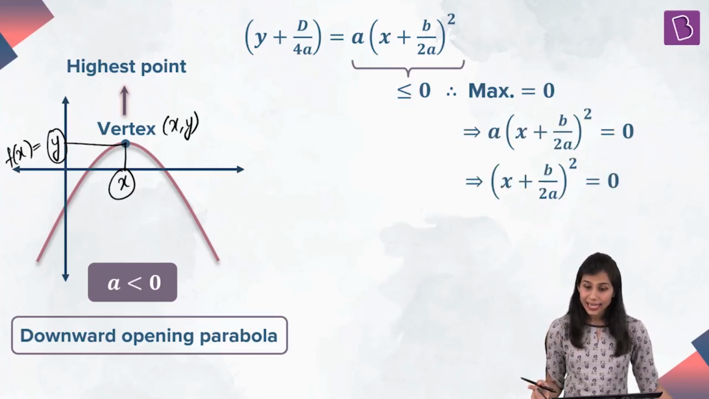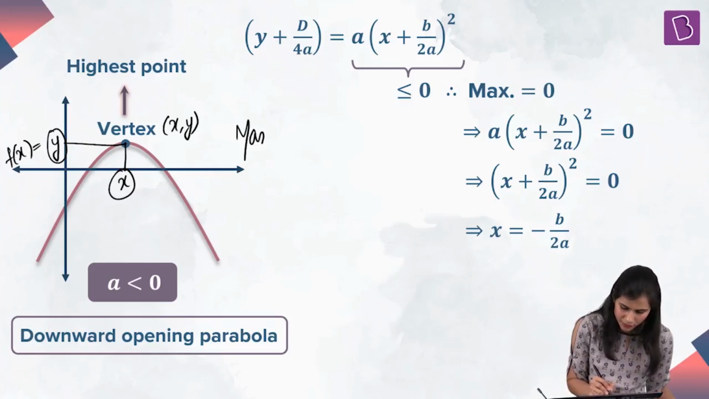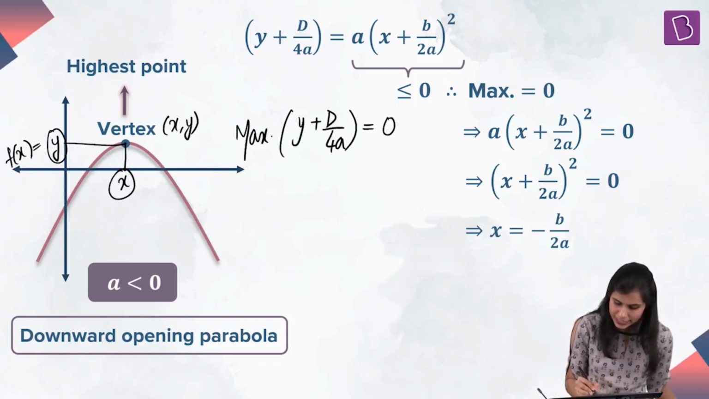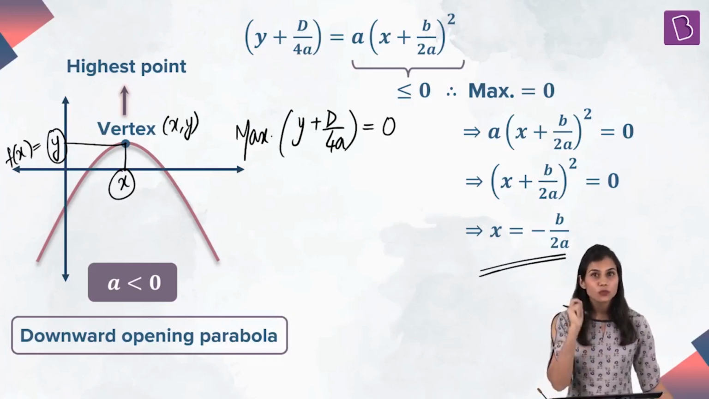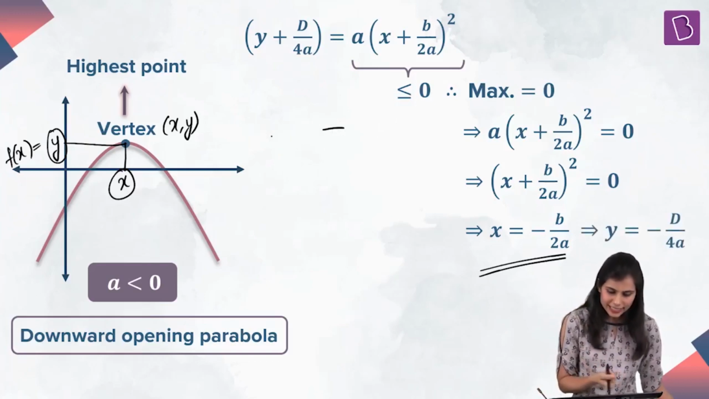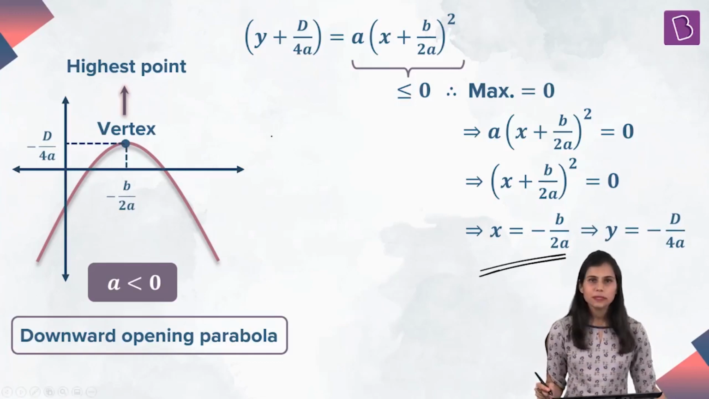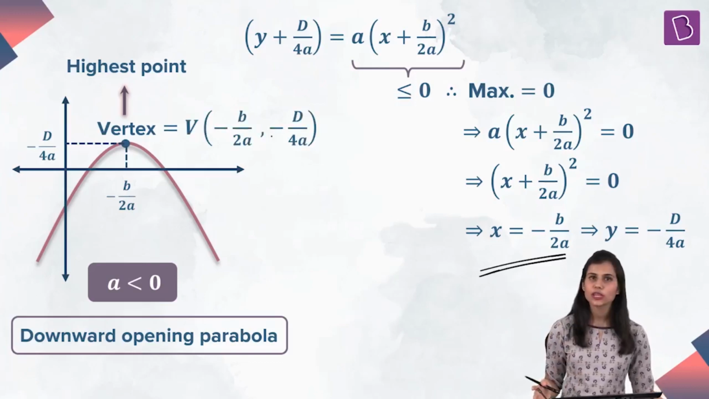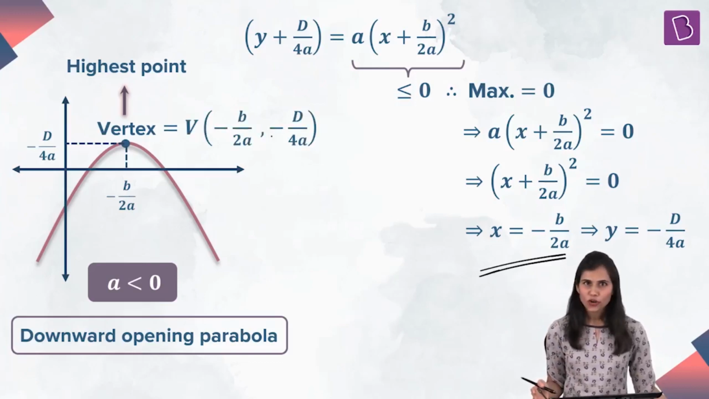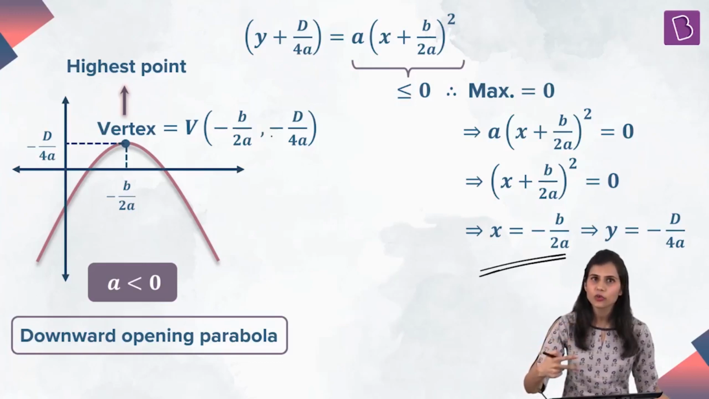That means it is obtaining its maximum. So let's solve. Again, I'm going to get x is minus b by 2a. That means my maximum value of y plus d by 4a is coming out to be 0, corresponding to x equals minus b by 2a. That means the maximum value that y can take is minus d by 4a, corresponding to x equals minus b by 2a, and hence my vertex has coordinates again the same, minus b by 2a, comma minus d by 4a. Got it? So two pieces of information you can very easily now extract about the given quadratic polynomial.